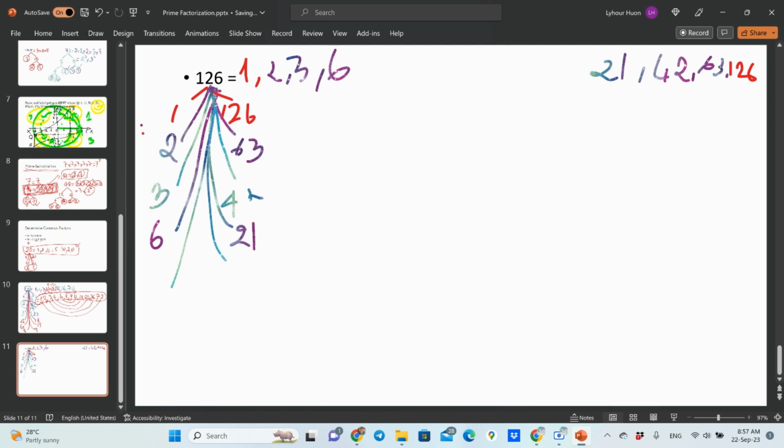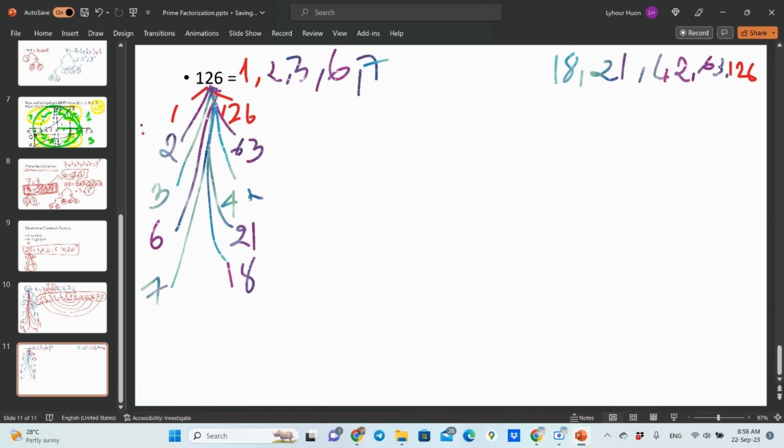Next pair. Wait, is it actually divisible by 7? After 6, how about 7? How do we check 7? It's 18. 7 and 18. Yeah, it's 7 and 18. So 7 and 18. What's next? Hold on. Is it actually divisible by 8?